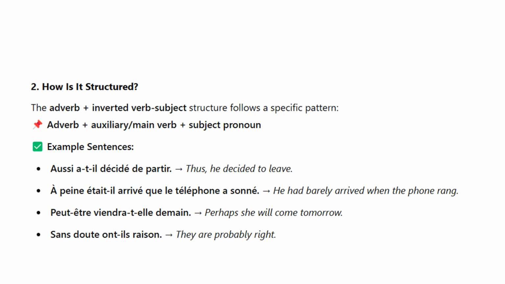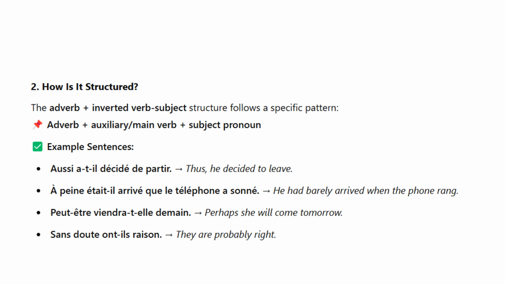Aussi a-t-il décidé de partir? You can see aussi, that is the adverb, and then we have an inversion here. Now, note that we've used a T between a and il, so a coming from the verb avoir. The reason there's a T is because when the verb ends with a vowel, it wouldn't sound correct to say aussi a il. So just to make the pronunciation better, you're meant to add a T. So aussi a-t-il décidé de partir?